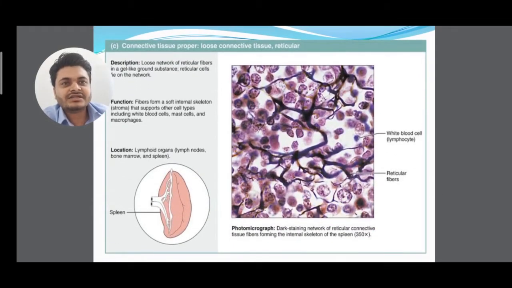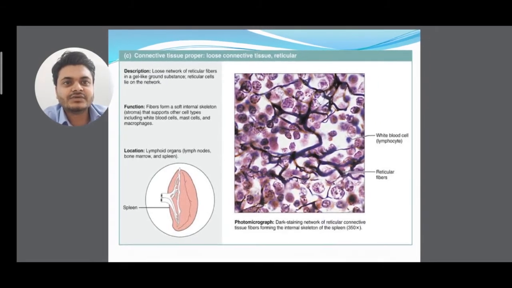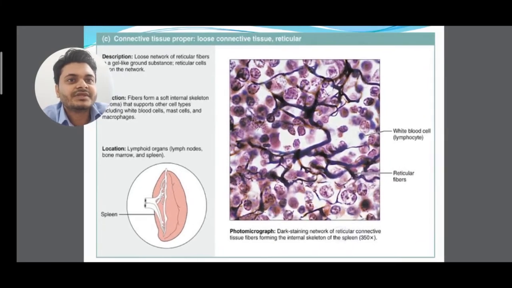Next is loose connective tissue. Description: loose connective tissue is a network of reticular fibers in a gel-like ground substance. Reticular cells lie on the network. What is the function? The fibers form a short internal skeleton, that is the stroma, that supports other cell types including white blood cells, mast cells, and macrophages. And the location is lymphoid organs, meaning lymph nodes, bone marrow, and spleen. This is the diagram I have shown here. Very nice diagram.